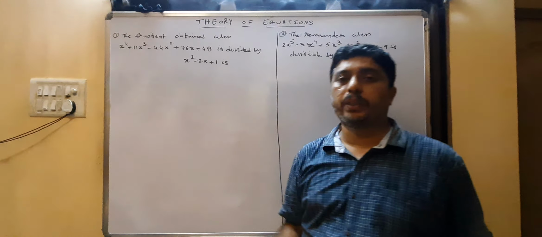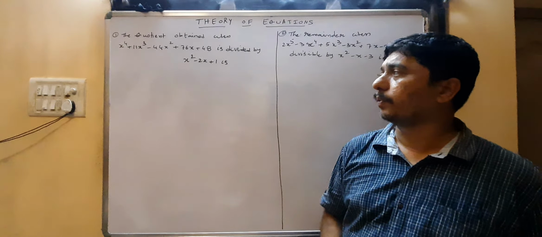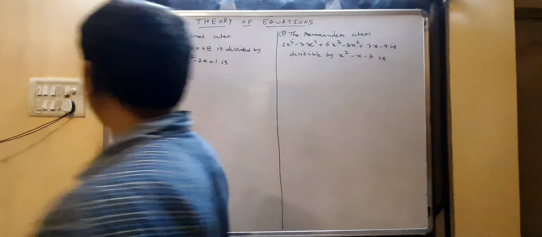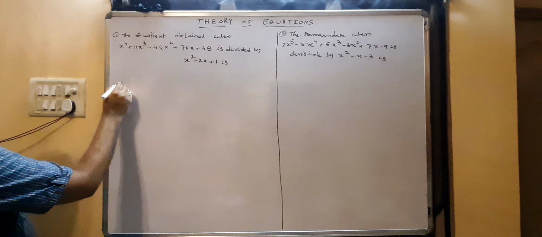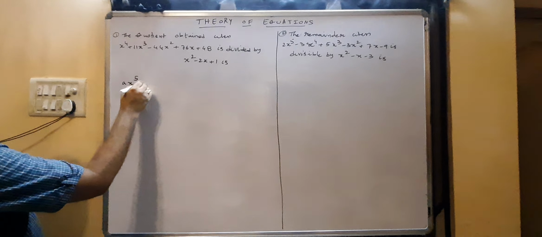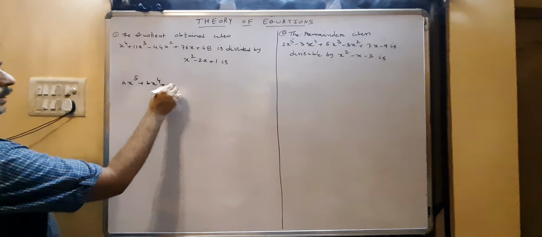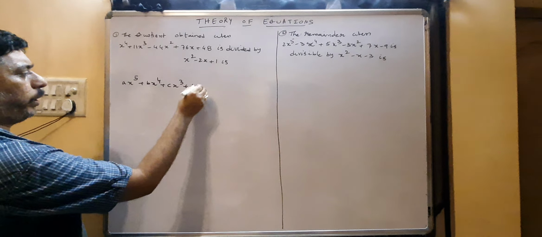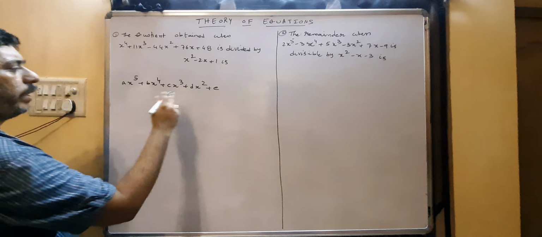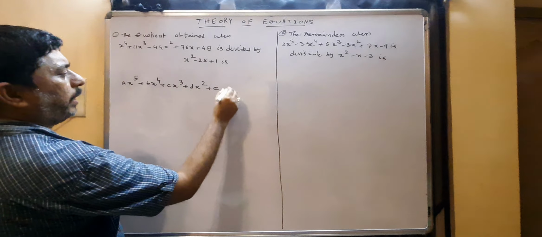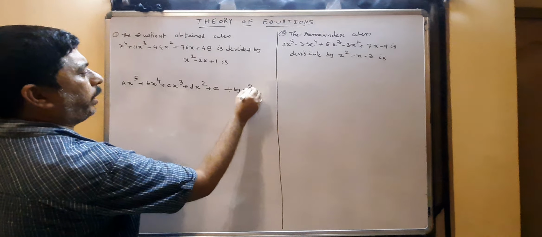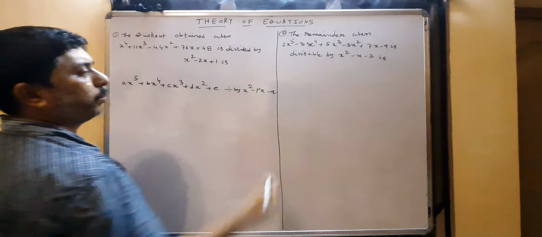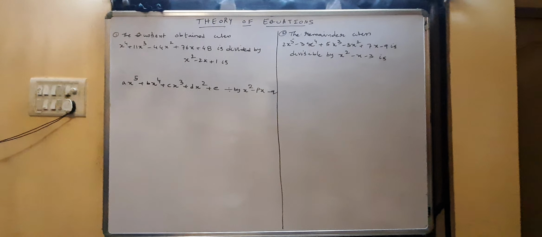Now you can see the objective questions. First question. Again I will recall that first concept. Suppose a fifth degree polynomial ax power 5 plus bx power 4 plus cx cube plus dx square plus ex plus f is divided by x square minus px minus q. Find the remainder and quotient.